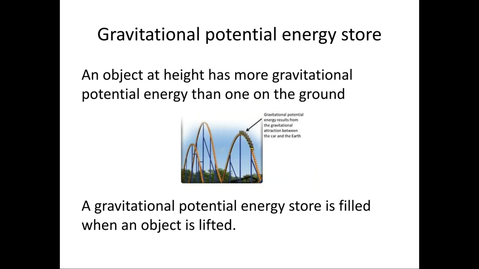Okay, gravitational potential then. An object at height has more gravitational potential energy than one on the ground. So the higher you lift something up, the more gravitational potential you are going to be getting. If you go up a mountain, you've got more gravitational potential energy at the top. You filled the gravitational potential store, compared to if you start coming down the mountain, where you're going to be emptying the gravitational potential energy store.